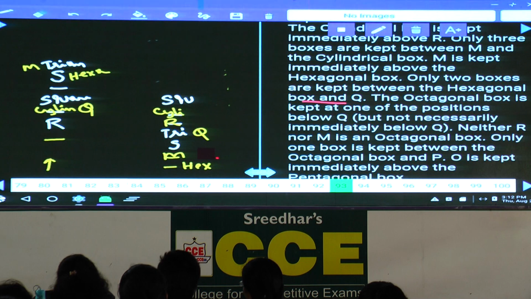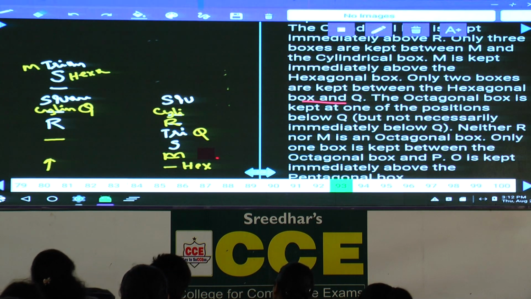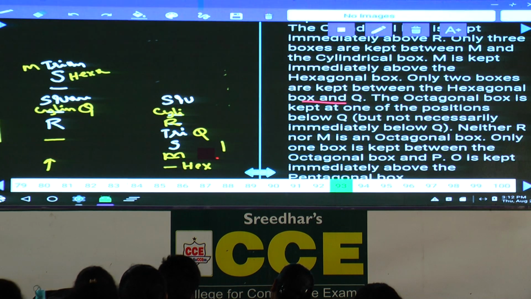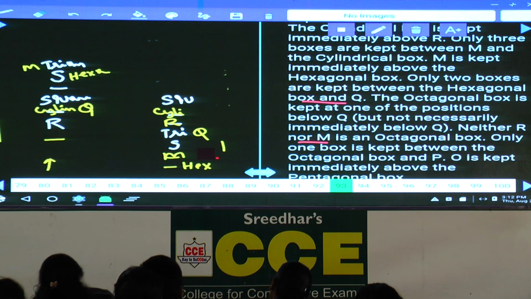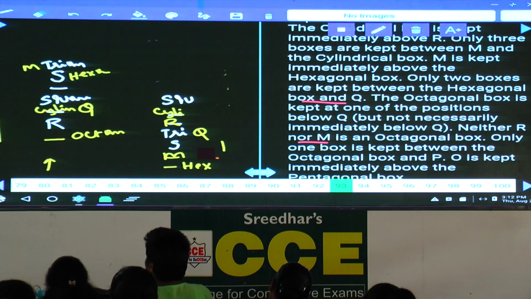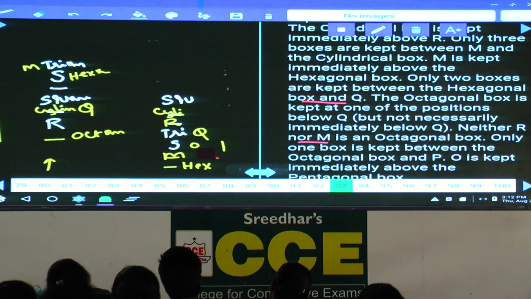Only 2 in between. And the octagonal box is kept at one of the positions below Q. Octagonal is below Q. And so octagonal must be in these two places here. Now it can be in these two places. Octagonal is below Q. And next one, neither R nor M is octagonal. Neither R nor M is octagonal in the first case. The octagonal is at the bottom. Neither R nor M is octagonal in the second case. This S is octagonal.